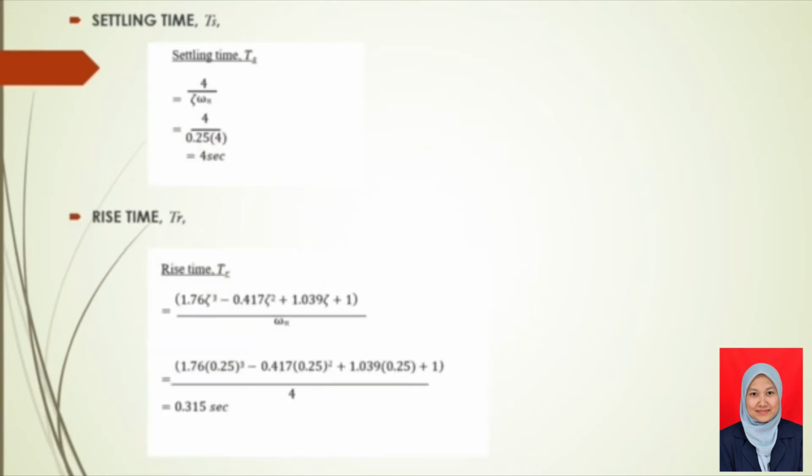Meanwhile, for the settling time, we use the formula 4 over zeta times omega n, and the value is 4 seconds. For the rise time, we use the formula 1.76 zeta power of 3 minus 0.417 zeta power of 2 plus 1.039 zeta plus 1, over omega n. Then we put the value of zeta equal to 0.25 and the final value for the rise time is 0.315 seconds.